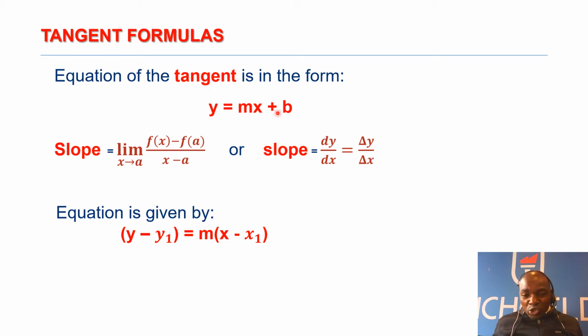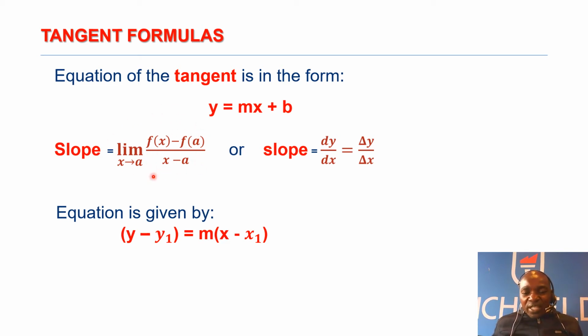To calculate the slope of a tangent line, you need to use the limit formula: the limit as x approaches a, because you'll be calculating a slope at a certain value of x in your function of a curve. So this f(x) represents the function of your curve. Then you simply say f(x) minus f(a), where a is the value of x at which you're calculating the slope, divided by x minus a.